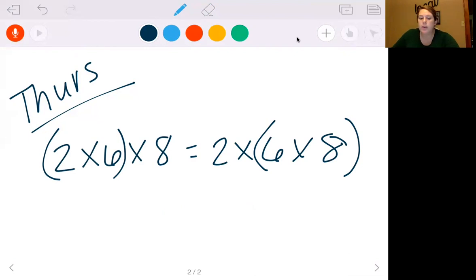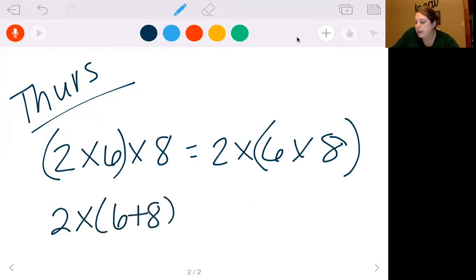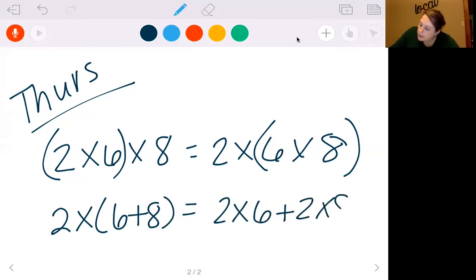Then you have distributive. So remember, distributive is taking something like this. 2 times 6 plus 8 equals 2 times 6 plus 2 times 8. We're distributing that 2 among the 6 and the 8 and adding it together. You don't have to solve it, you just have to recognize it. Okay? So these are the ones that you're going to have. All you have to do is tell me which is which. There's a matching for definitions, and there's a matching for examples like these.